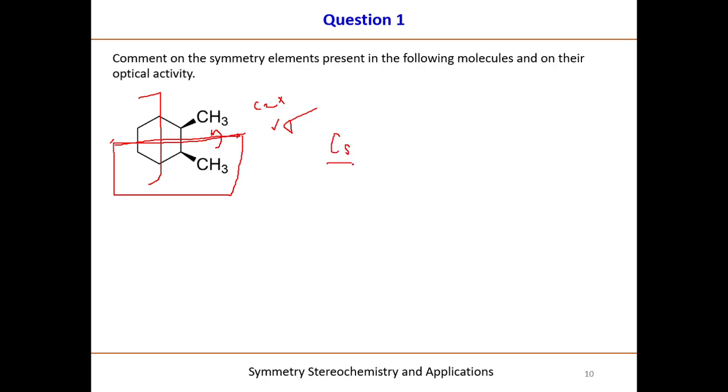We have discussed this in the very first example. So this is the Cs point group, and because the plane of symmetry is present, the molecule will become symmetric, because it comes under an achiral point group. So the point group of the molecule is Cs, symmetric, achiral, and what? Optically inactive.